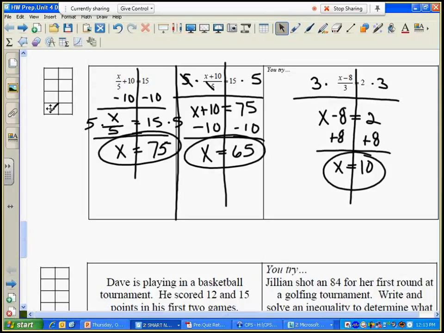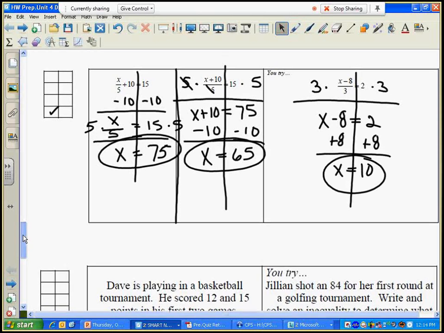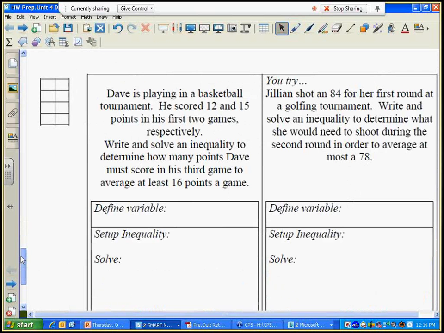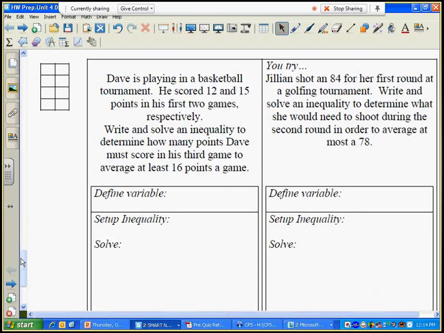Okay, now let's apply this new problem-solving skill here to the problems down here on the bottom. Now this will be on the back side of your sheet. As you turn it over, we'll be on that first row. Let's take a look at this first word problem. It says Dave is playing in a basketball tournament. He scored 12 and 15 points in his first 2 games, respectively. Write and solve an inequality to determine how many points Dave must score in his 3rd game to average at least 16 points a game.